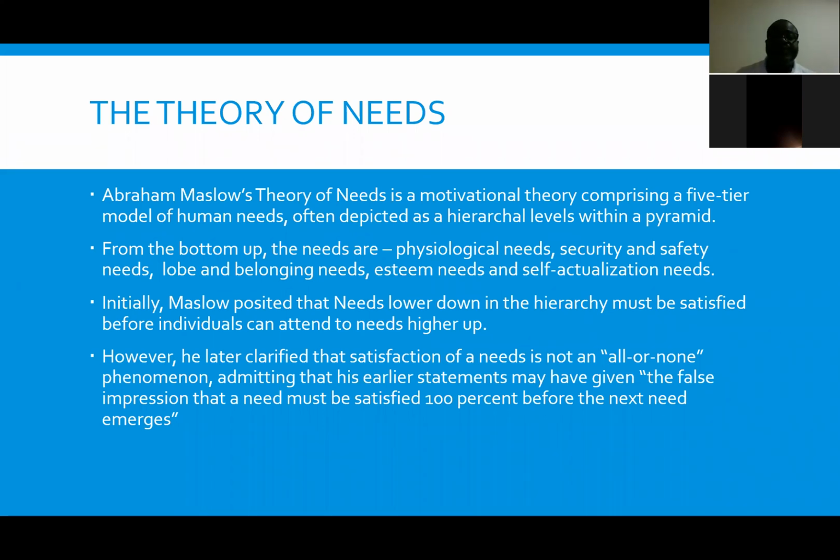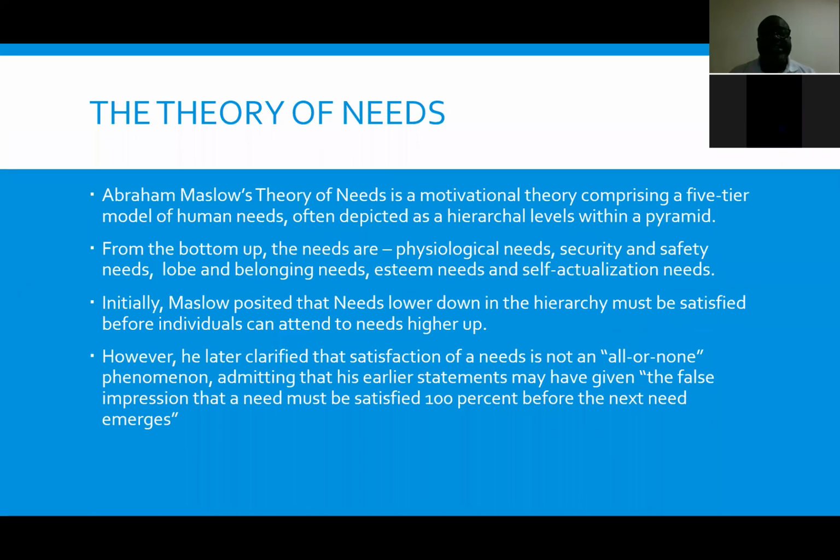From the bottom up, the needs are physiological needs, security and safety needs, love and belonging needs. Please, that word love there is love. Love and belonging needs, esteem needs, and self-actualization needs. So originally, there are 5. In modern times, modern scholars are trying to add to it. They've added some 2 levels to it. But we want to concern ourselves with the 5 levels for now.